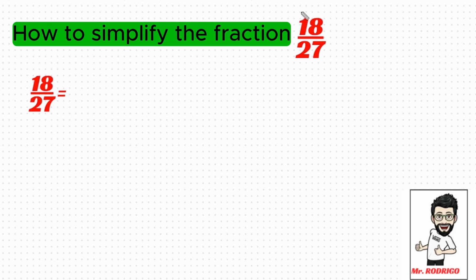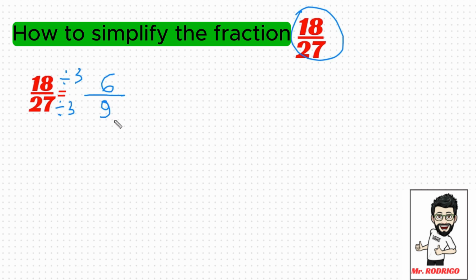How do you simplify the fraction 18/27? To simplify this fraction, you need to divide both the top and bottom numbers by the same number. So 18 and 27 are both divisible by 3. 18 divided by 3 is 6, and 27 divided by 3 is 9.